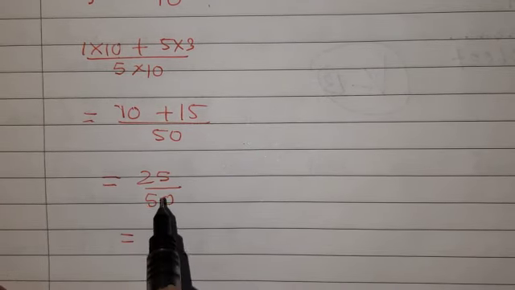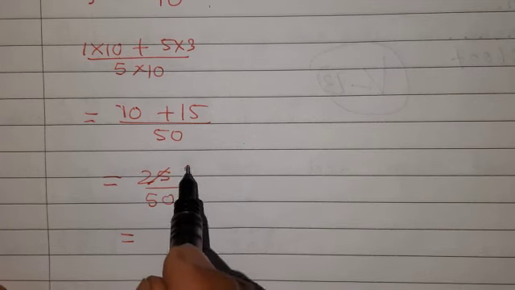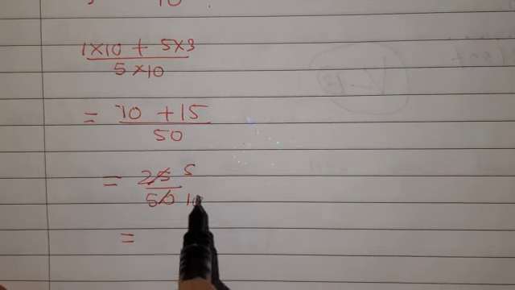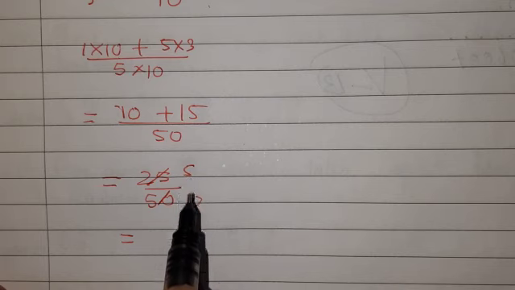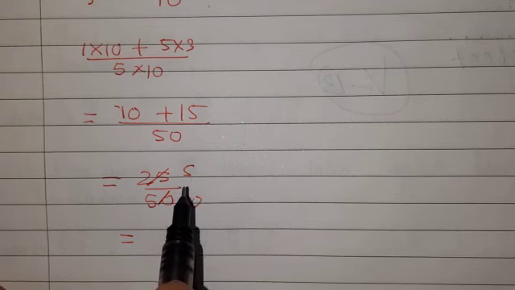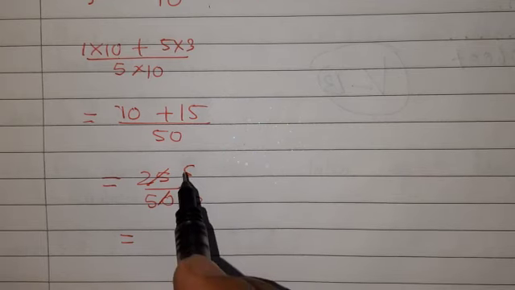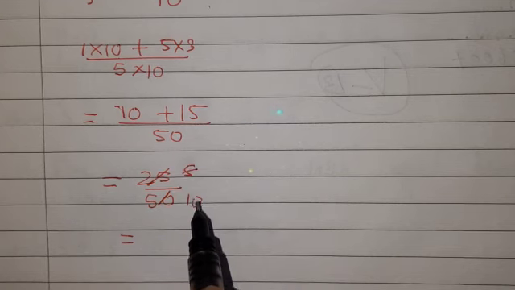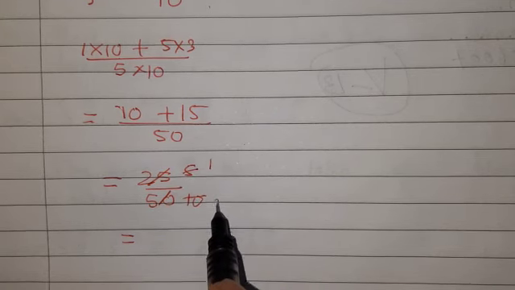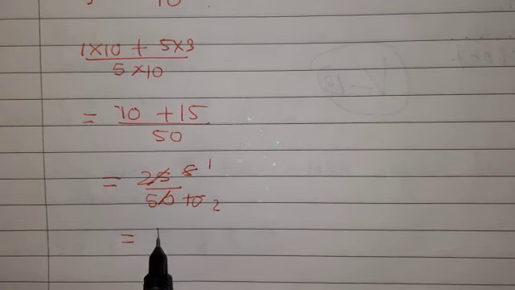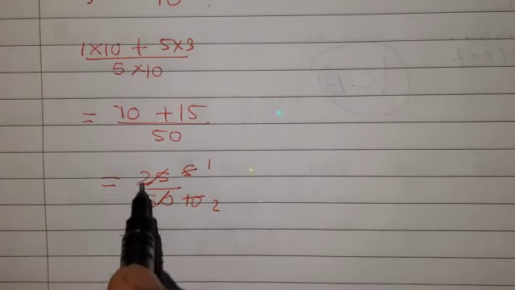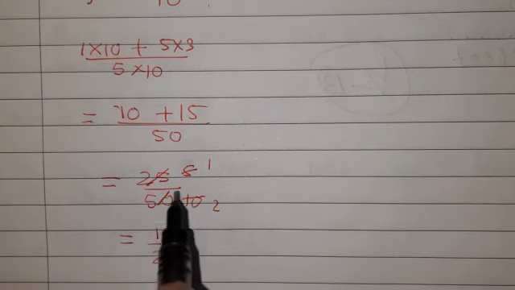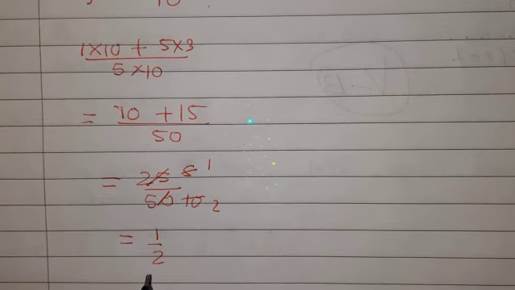Do you know how? 5 times 5 is 25, 5 times 10 is 50. 5 and 10 is still reducible. 5 times 1 is 5, 5 times 2 is 10. So 1 and 2, 1 of numerator, 2 of denominator. Final answer is 1 by 2.